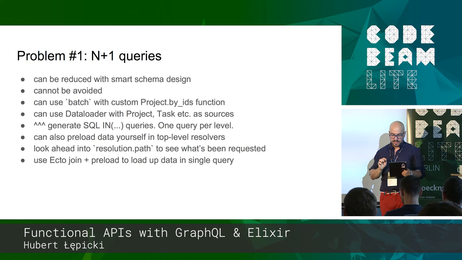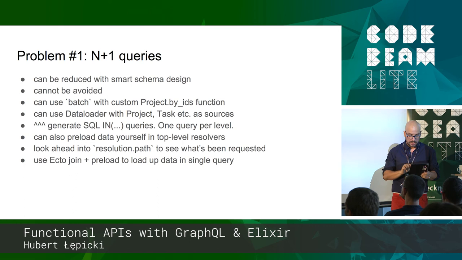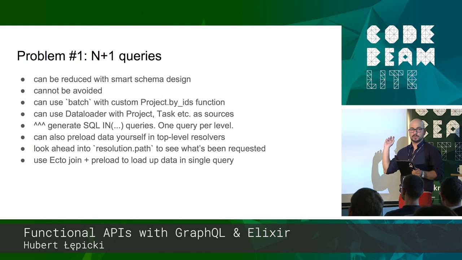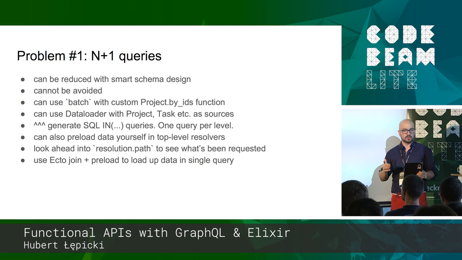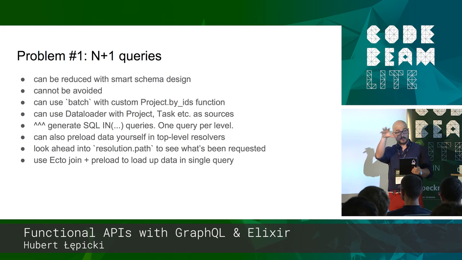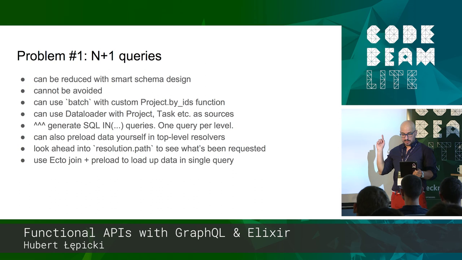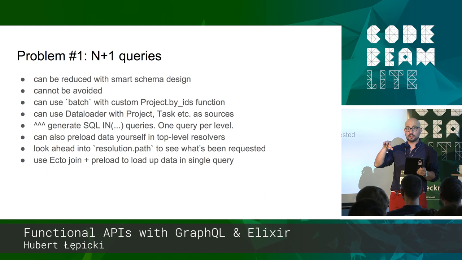And the other one is to use Dataloader, which is basically a more advanced version of this batch query. This all generates the IN queries. So you still have to be careful about that, right? Because those IN queries can grow quite big, and maybe IN queries are not the most performant way in some cases. In some cases they will be, but sometimes you still want to use joins. So you still can. You can preload the data in one of the top-level resolvers using joins and preloads. And that's where the third argument of the resolver comes in. It has resolution.path that has the information about the currently requested object and also what my child objects have been requested.